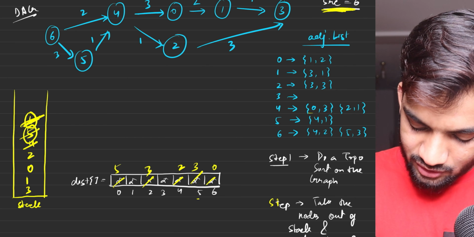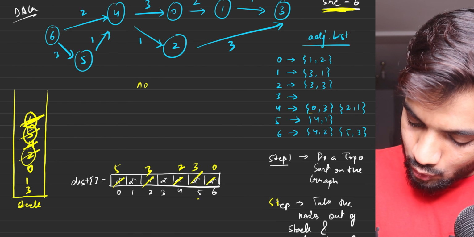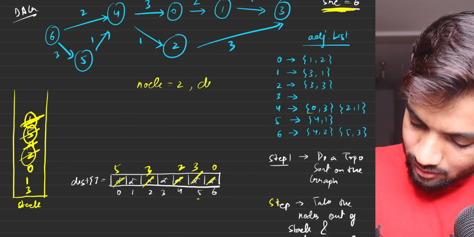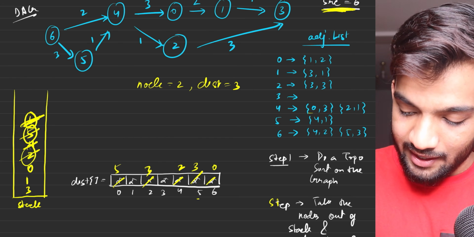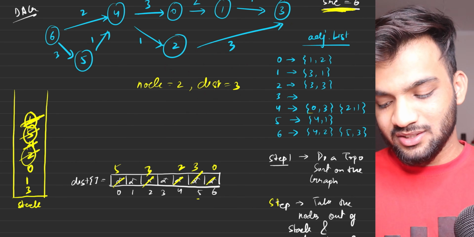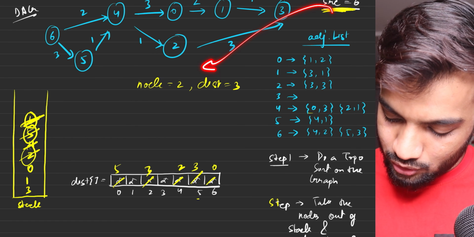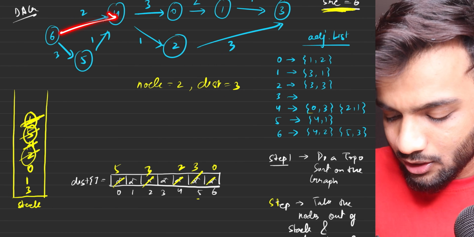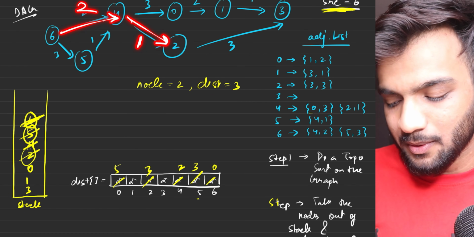Next, take the next node, which is 2. So node 2, what is the distance taken? 3 from the distance array. From 6 to 2, you know the distance is 3, and that's very obvious because it took this path, right?